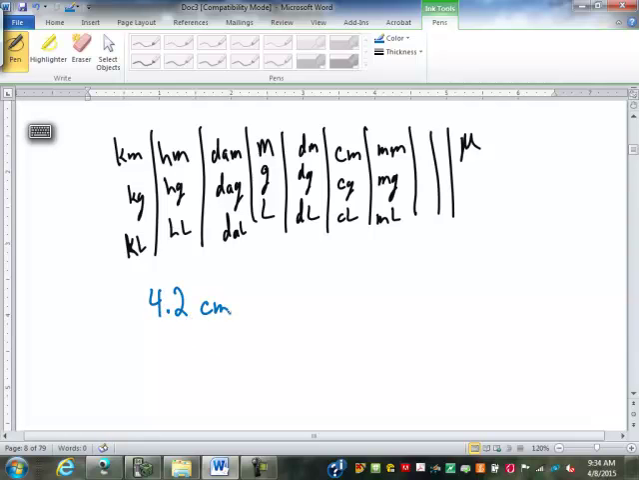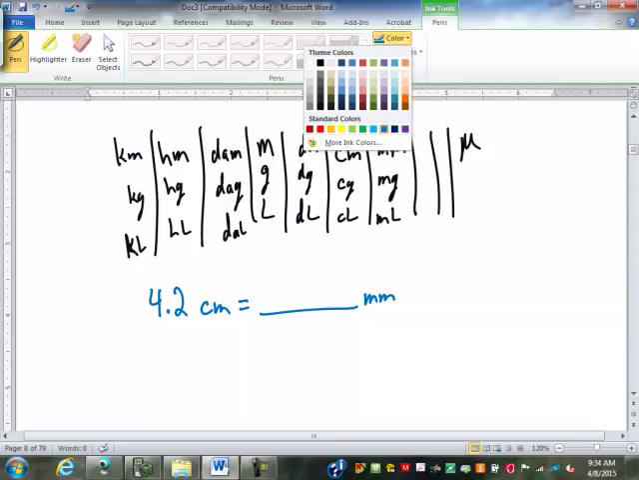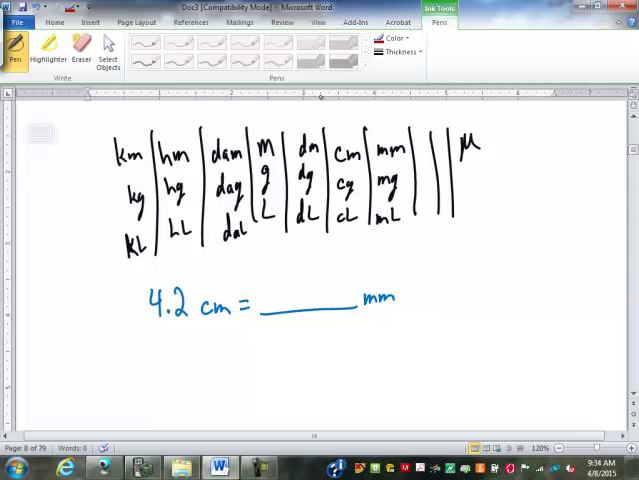Let's say that we have 4.2 centimeters, and we want to convert it into millimeters. Well, we know that every position on this chart is either multiplying or dividing by 10. So to go from centi to milli, is the unit getting bigger or smaller? It's smaller. The unit's getting smaller, so the number has to get bigger, larger. So from centi to milli is one spot to the right on the chart.